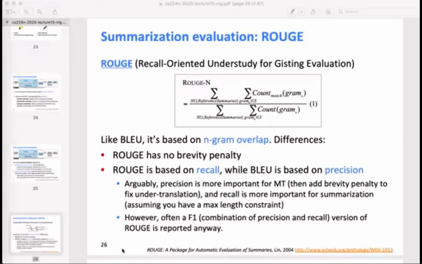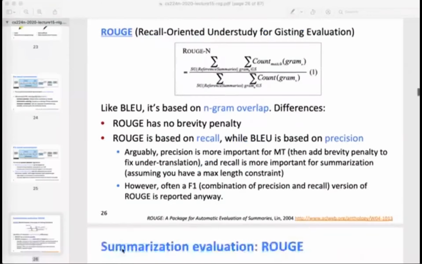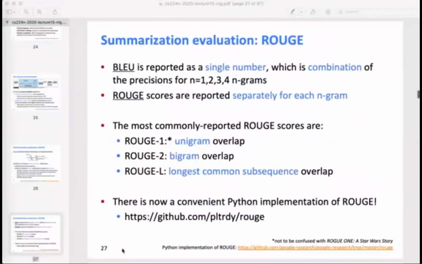There's a weird thing though. For ROUGE score, often there's also an F1 score included. It's kind of weird. And for BLEU score, it's normally reported as a single number, which is a combination of the precisions for n equals normally 1, 2, 3 and 4.